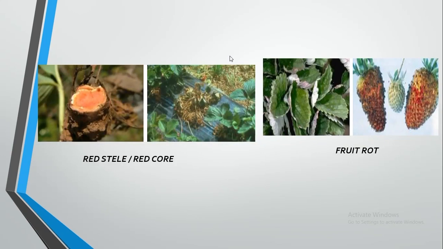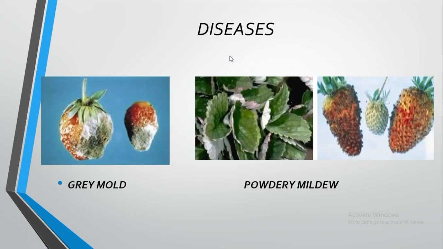Now the next image shows fruit rot of strawberry. This is powdery mildew and the first one is grey mold.